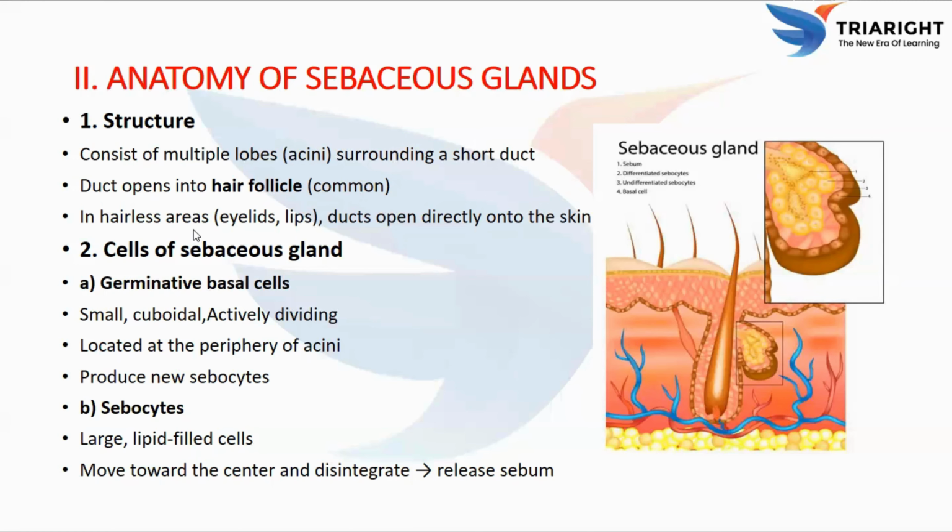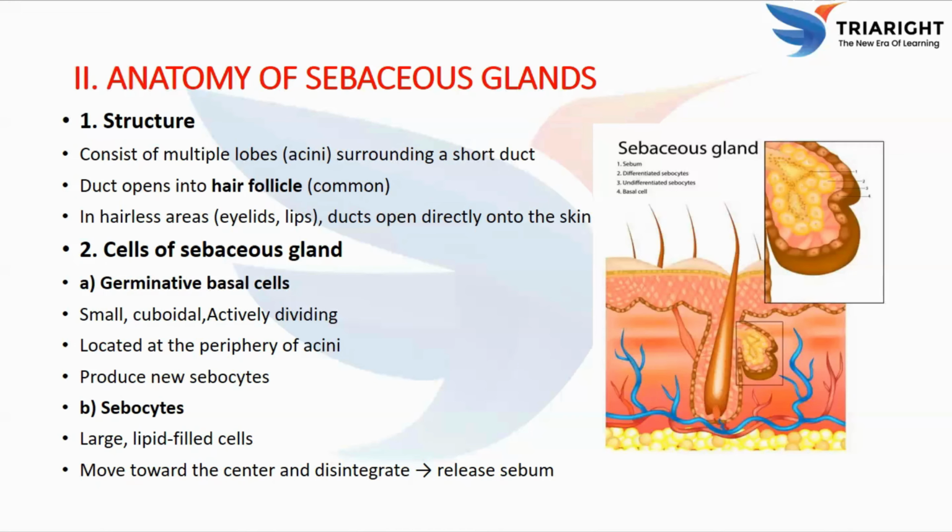It has a short duct. So what does this short duct do? The secretion passes through this duct to reach the skin surface. This short duct opens into the hair follicle, which is the most common form of the pilosebaceous unit, which consists of hair, sebaceous gland, and also the erector pili muscle. In hairless areas like the eyelids and lips, the sebaceous ducts open directly onto the skin surface instead of a hair follicle.